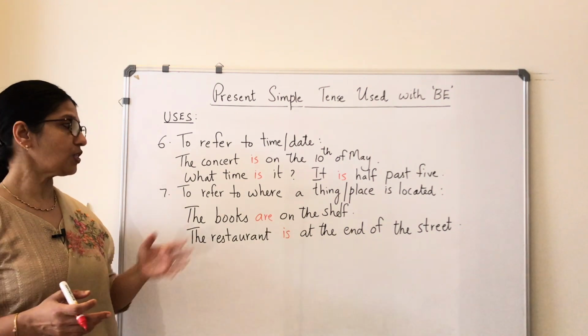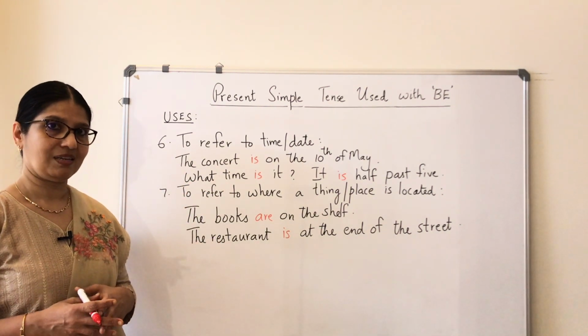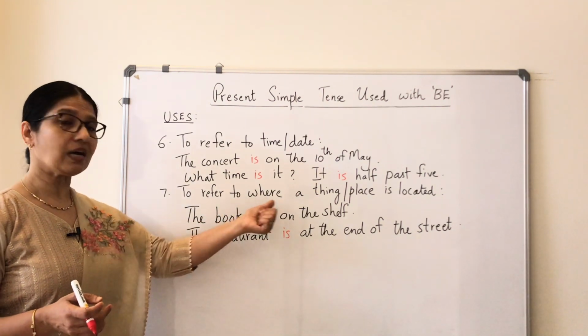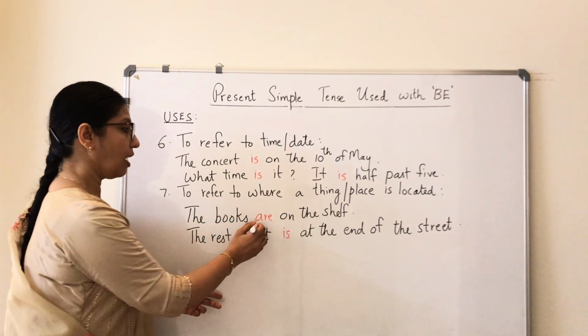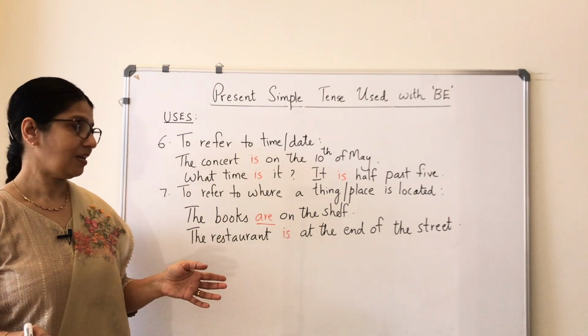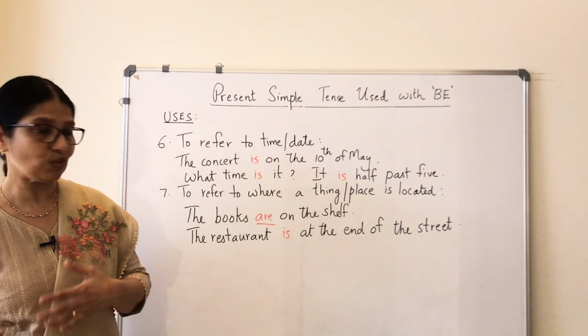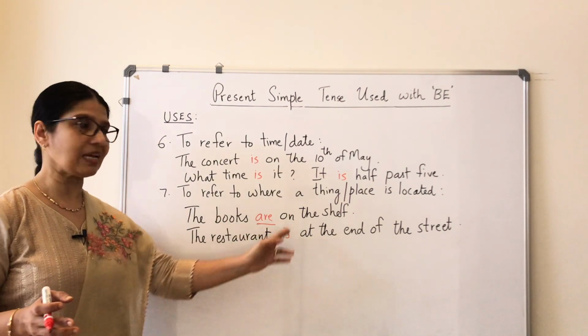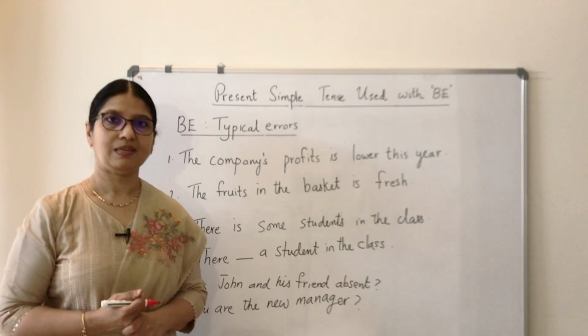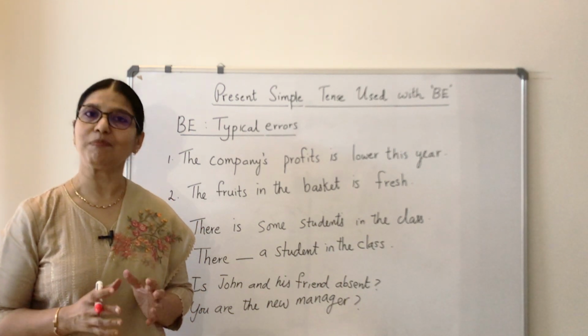It's also used to refer to where a thing or a place is located. So you may say, the books are on the shelf. You say are because we are talking about books, which is a plural subject. Or somebody may ask you about the location of a restaurant, and you may say, the restaurant is at the end of the street.